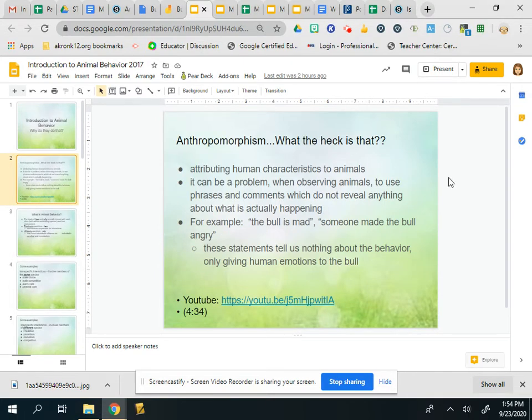Okay, so the first topic is anthropomorphism. What the heck is that? Anthropomorphism is when you attribute human characteristics to animals, giving them emotions or traits that are usually human traits. And it's a problem when you're observing animals because using those types of phrases doesn't really tell you anything about what is actually happening. For example, when we were looking at our bull picture, saying the bull is mad or someone made the bull angry, those emotions are actually human emotions, not necessarily from a bull standpoint. It doesn't explain what the behavior is or why it's happening.